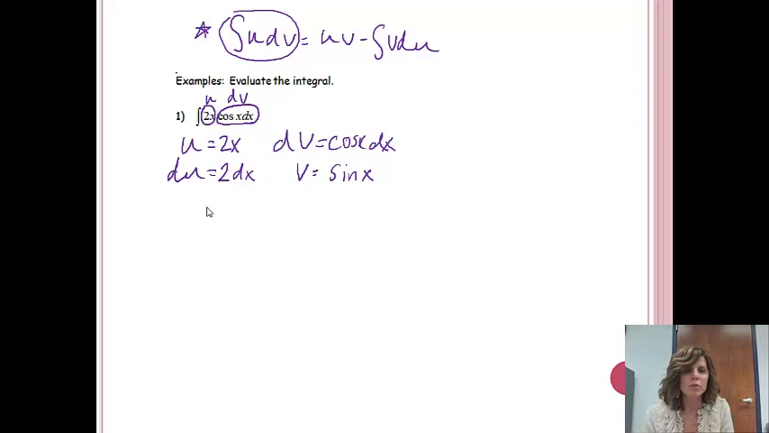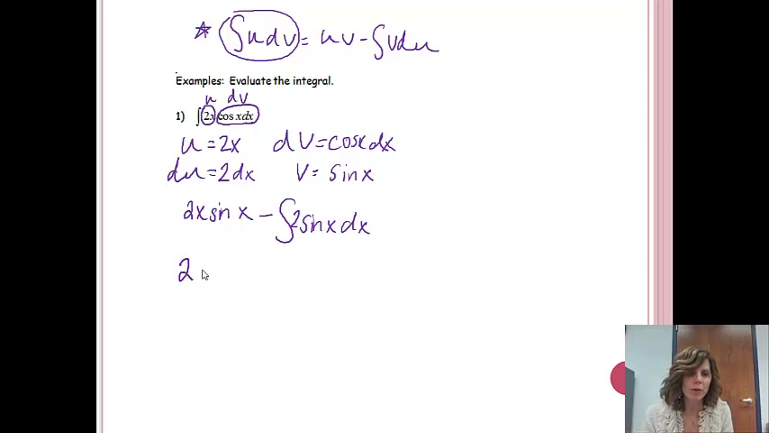So u times v will be 2x sine x minus the integral of v times du. So v is sine x times du would be 2 dx, and I just wrote it in order. We usually put our 2's first. Okay, so now from there, hopefully you notice that I can definitely take the integral of 2 sine x.